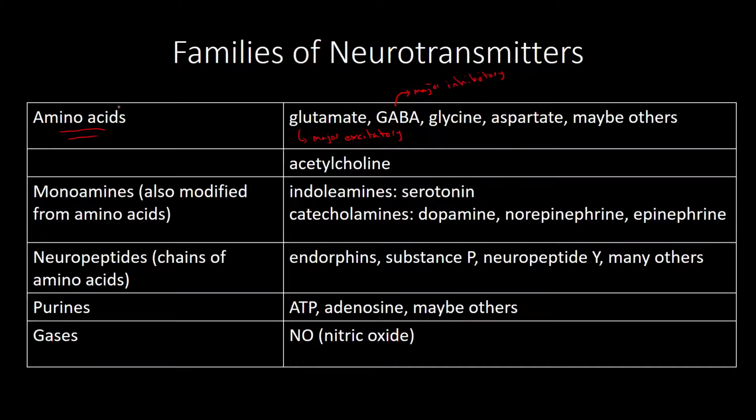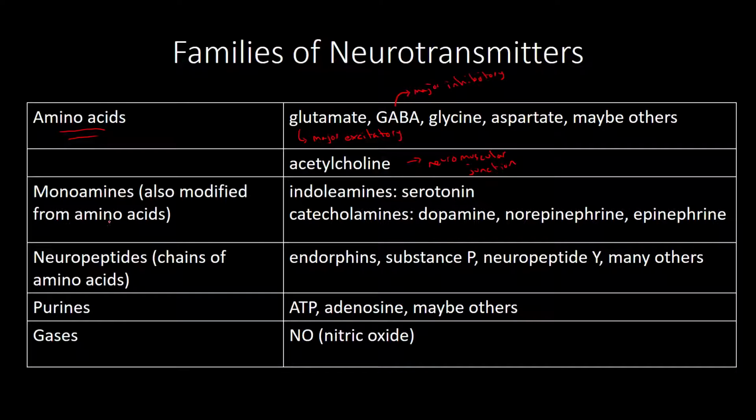Part of the reason that it's important to know the family is because of the chemical properties of each family. This will let you know whether it passes through the blood-brain barrier. It lets you know whether it's easily metabolized or not. So there's a lot of things you can learn about a neurotransmitter just by knowing which family it's in. There's only one member of this next one, so it's not really a family. That's acetylcholine. We'll talk about acetylcholine at the neuromuscular junction. We'll talk a lot of detail about acetylcholine. It's very important for movement.